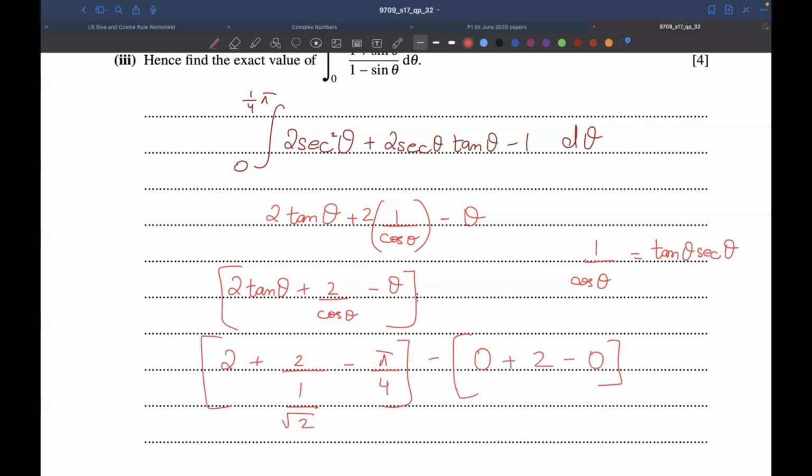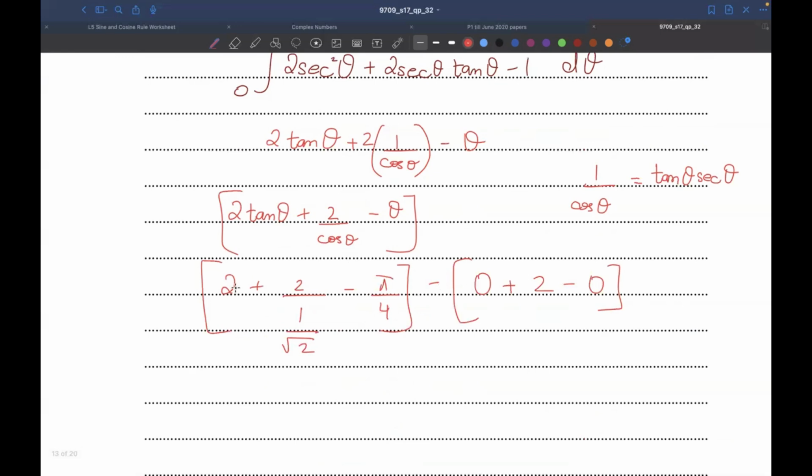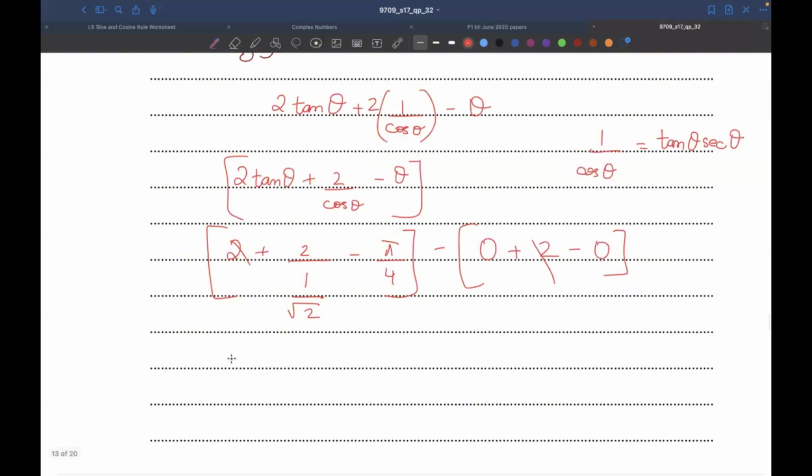Now we know that this is 2 plus 2 upon root 2 minus pi upon 4, minus 2. So 2 and 2 will cancel out. This will become 2 root 2, as the root 2 will come in the numerator. So that will become 2 root 2 minus pi upon 4. And that will be our final answer.